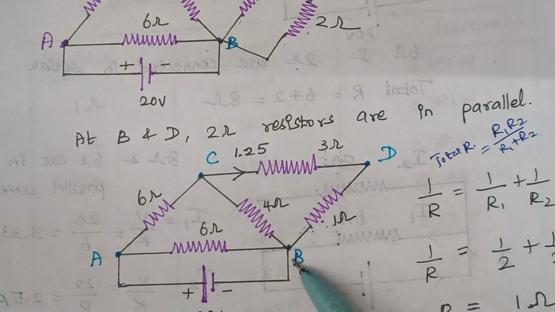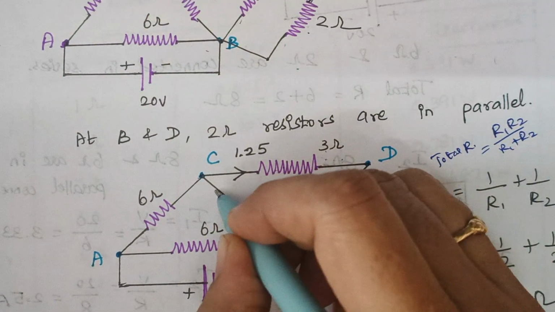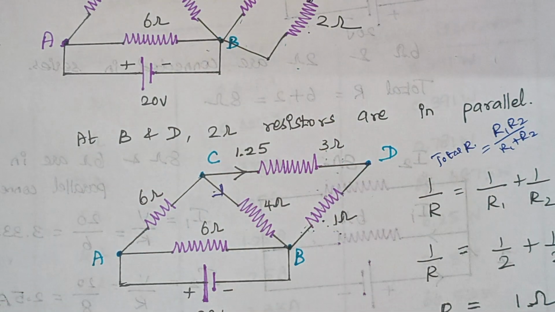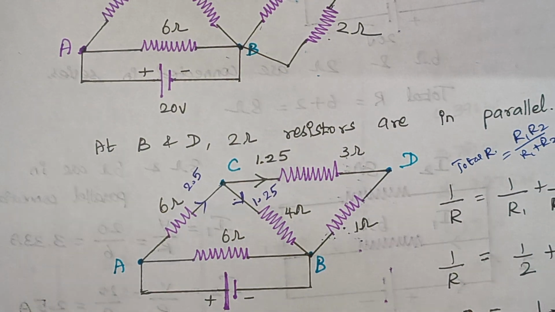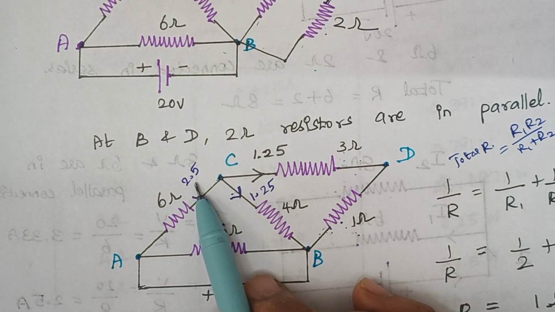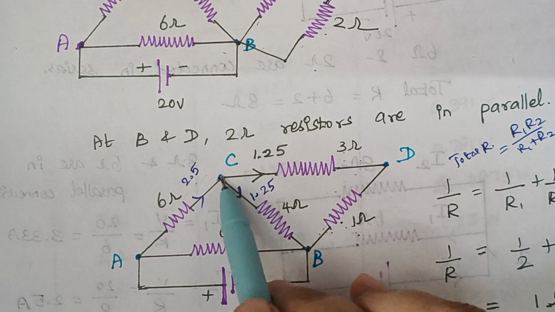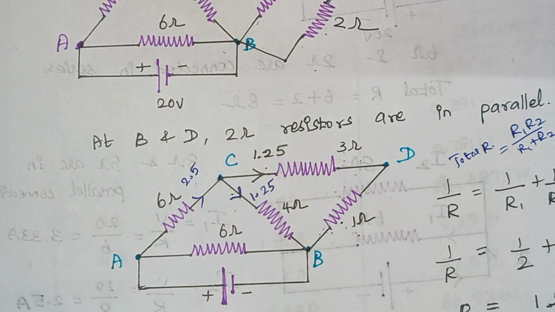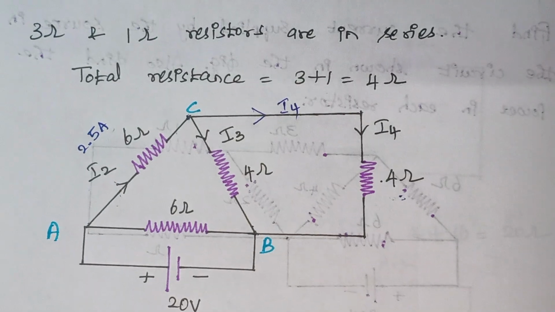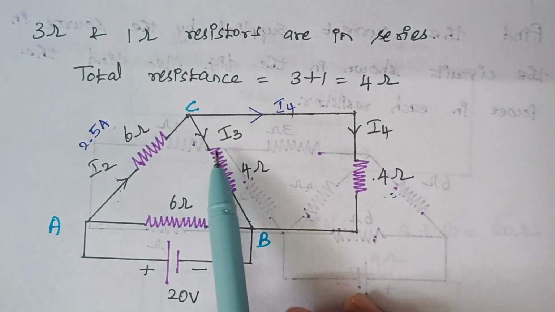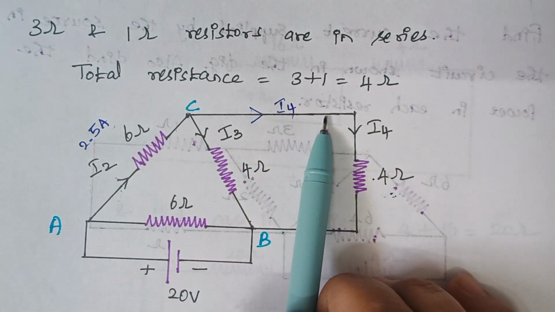Now look at this circuit. Here we have, just a minute. You see here, the current flowing through this 6 ohm is 2.5 and this 2.5 gets divided into 1.25 and 1.25. So you see again this same thing. This 2.5 gets divided as 1.25 and 1.25.